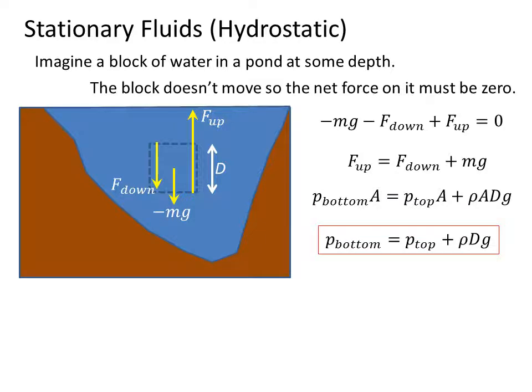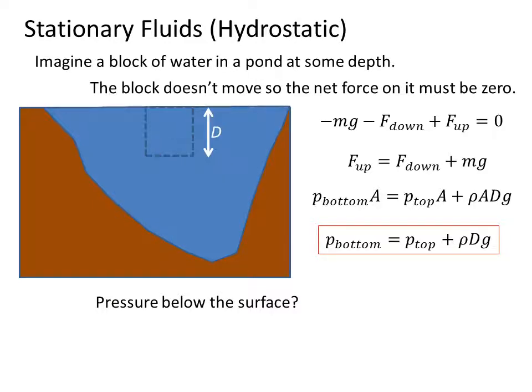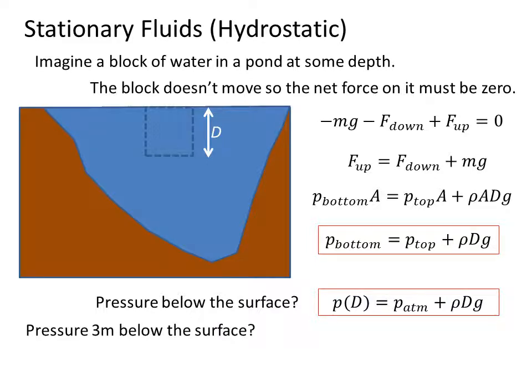If we cancel out the areas, we have that the pressure at the bottom is equal to the pressure at the top plus rho times d times g. If we're interested in the pressure below the surface, or relative to the surface, we can just put our block so the top is at the surface and rewrite our equation so that it's P as a function of d is equal to the pressure of atmosphere, that's pressure at the top, plus rho times dg.